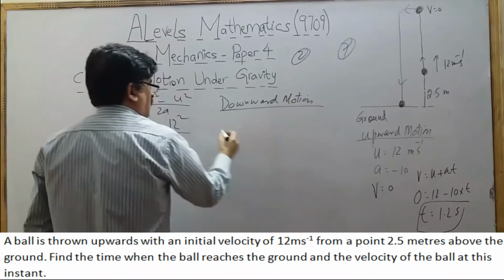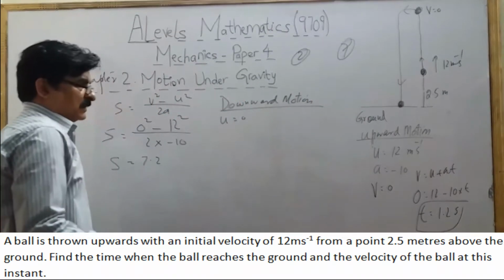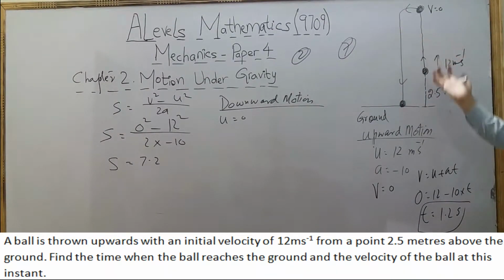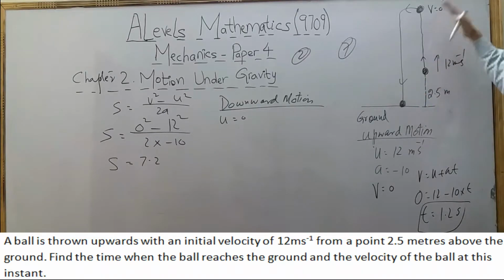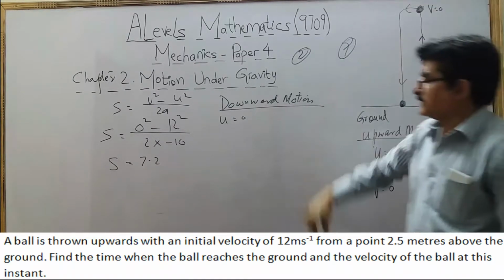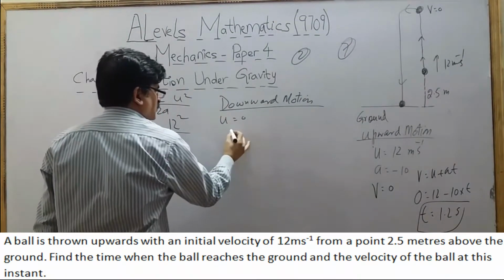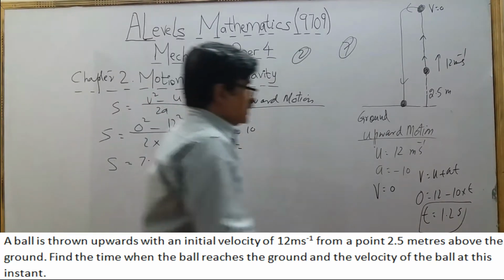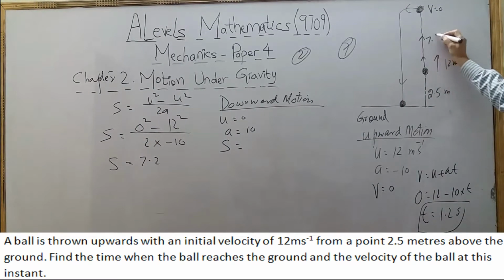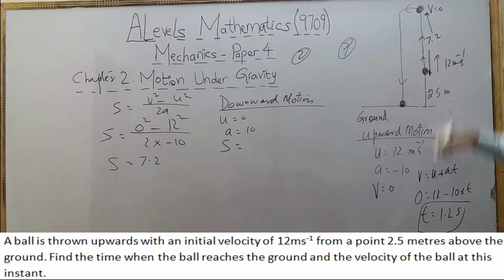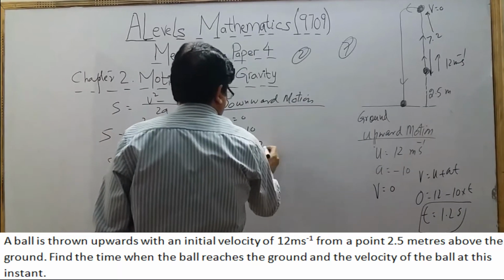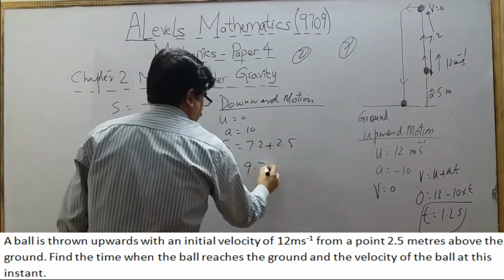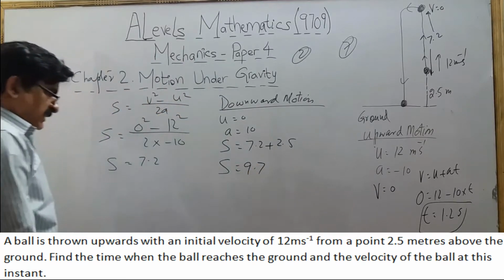For downward motion, at the highest point it becomes to rest, because we have thrown it from this point to this point upward. So at highest point it will become at rest. So u is equal to 0 for downward motion, a is equal to 10. Now distance will be 7.2 from here to here. So you will add this 7.2 and plus 2.5. This will be 9.7. Distance will be 9.7.